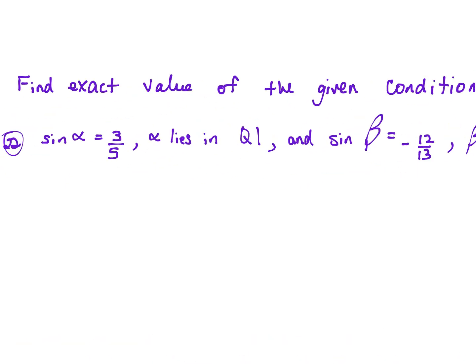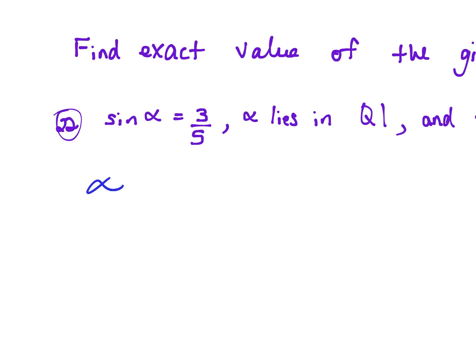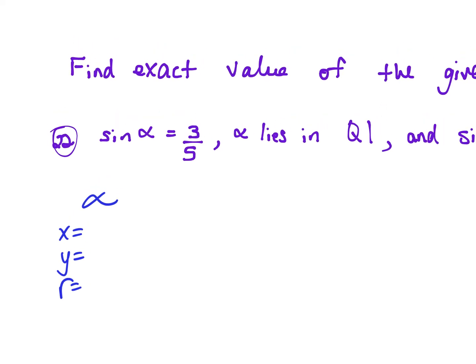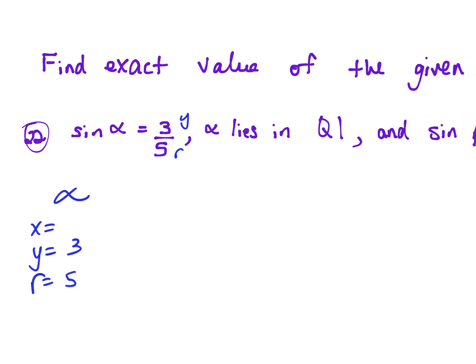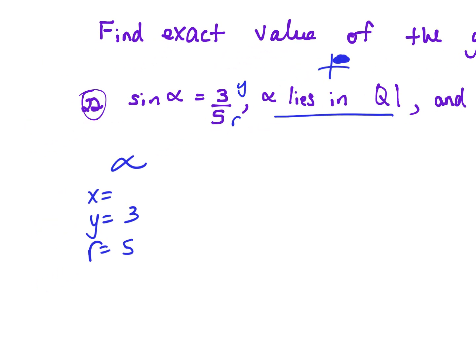Okay, so let's think about this. We have two different triangles. If you want to call them A and B, that's fine. I have x, I have y, and I have r. R is always, always, always what kind of a number? Positive, okay? If they tell me that I have the sine value, sine is y over r. So I know that y is 3 and r is 5. They tell me something very specific here. Your angle lies in quadrant 1. What do you know about x and y values in quadrant 1? They're both positive.